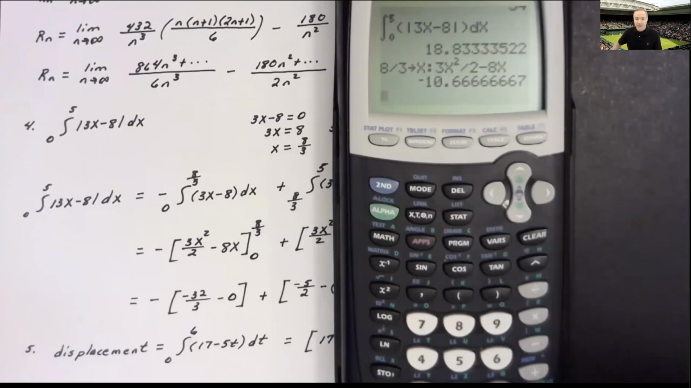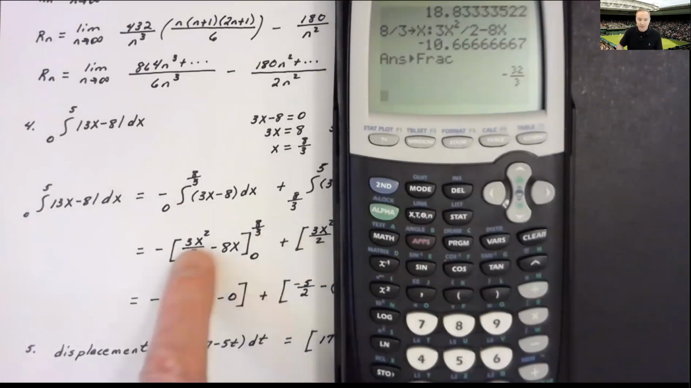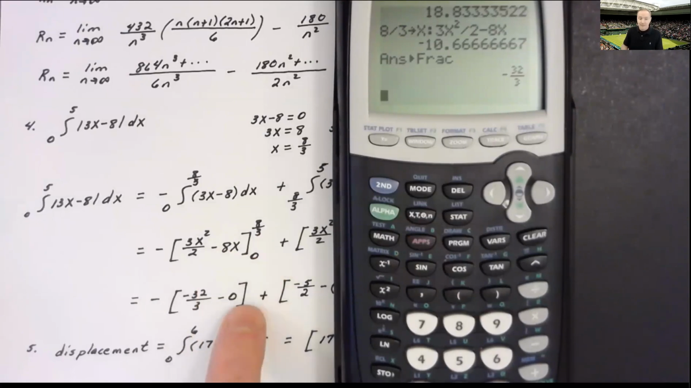Well, it's putting it in decimal format. I can hit math, enter, enter to change that to a fraction. So I know when I evaluate this group at 8/3, I get a negative 32 over 3. Second, the lower limit here, you don't have to worry about, because you know it's at 0. Any polynomial evaluated at 0 is 0.